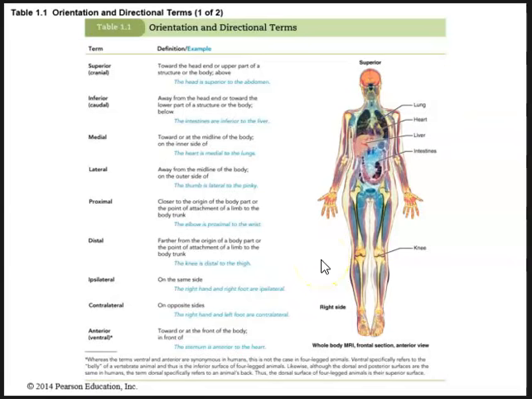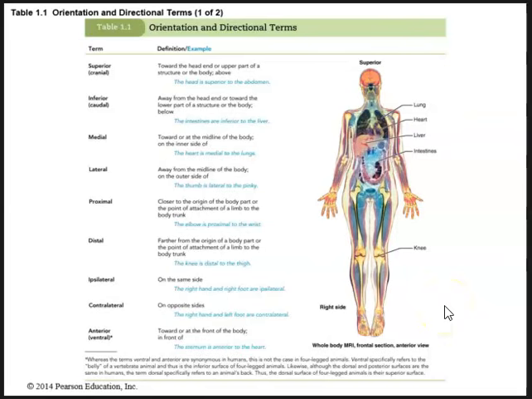Okay, so other terms, ipsilateral. Ipsi means on the same side. So for example, the right hand, if we're looking at this person, so this would be right, this would be left. The right hand is considered ipsilateral with the right foot because they are on the same side. So that is ipsilateral. Contra means opposite. So contralateral would mean on the opposite side. So the right hand and the left foot are considered contralateral.